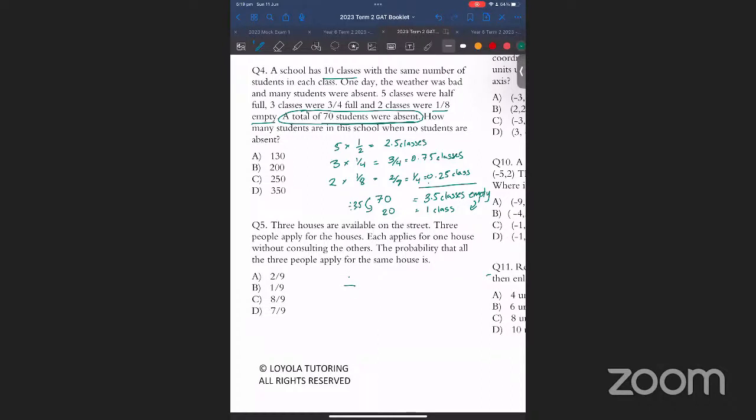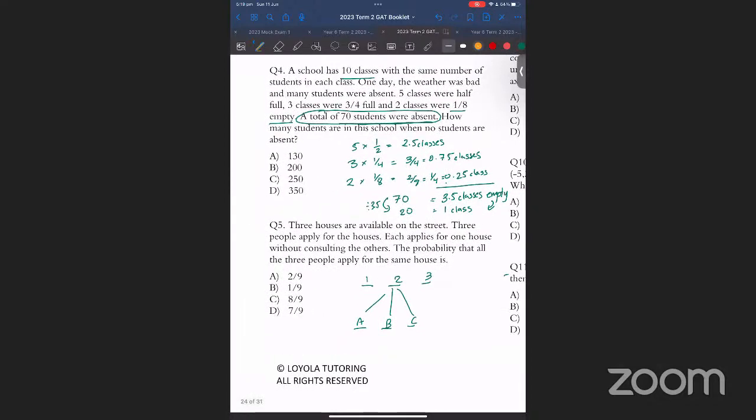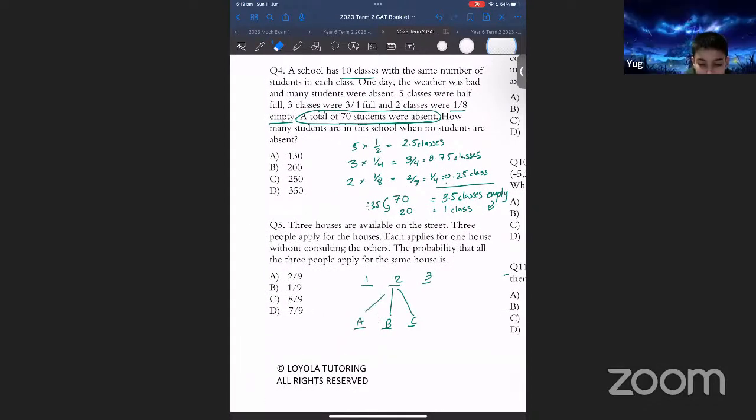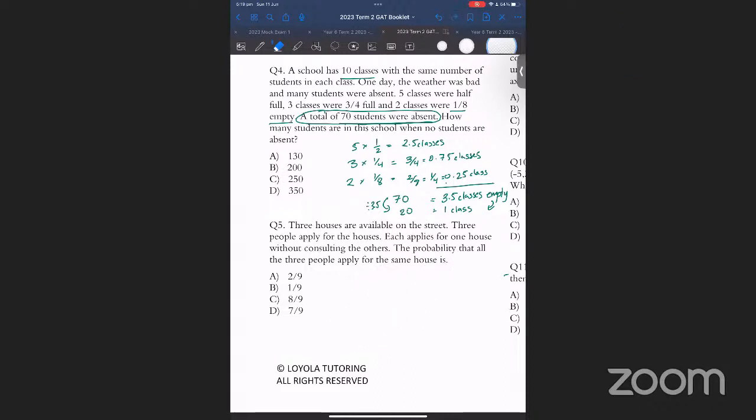So you have house 1, house 2, and house 3, and you have person A, person B, and person C. Basically, what's the probability that they all chose the same house? 1 by 3. Now, how do we figure that out? Let me show it to you. The first thing I want to teach you is this: when you need probabilities that have to happen after one another.